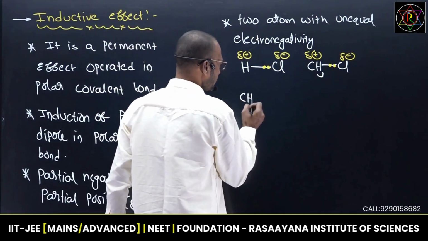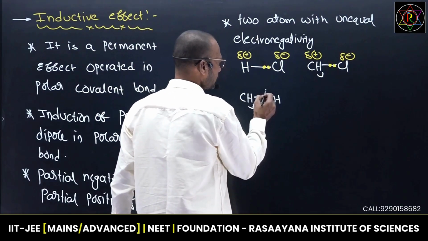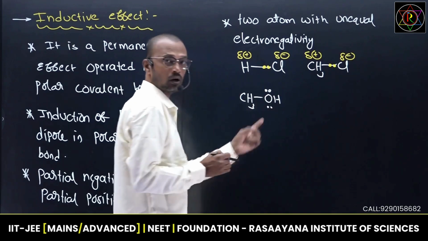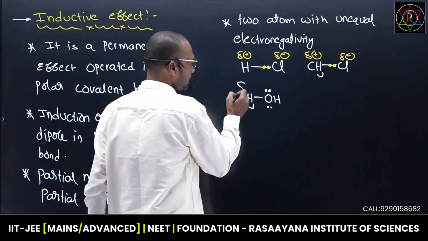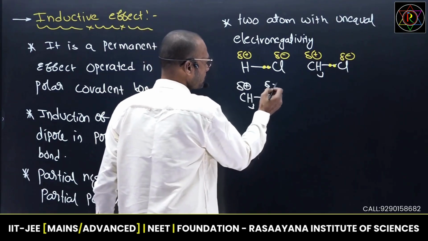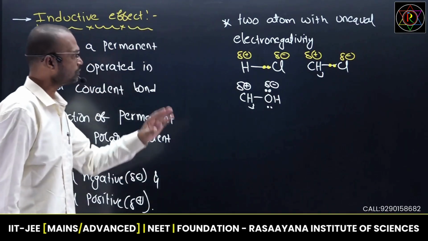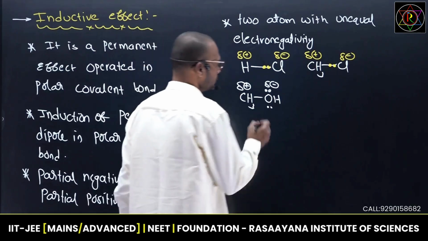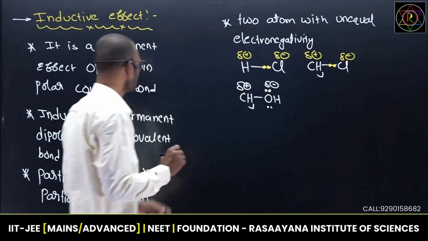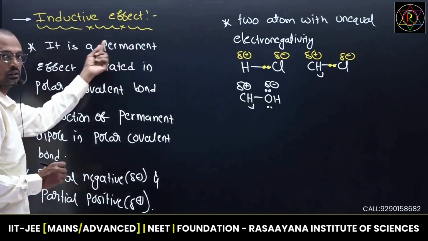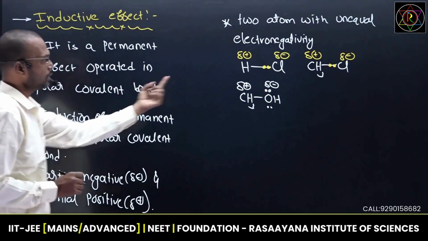Here I can also write a hydroxy group. The shared pair of electrons is present here. Oxygen is more electronegative, so it can withdraw electrons more from carbon. At that time carbon carries a partial positive charge and oxygen carries a partial negative charge. Like that, we can take any highly electronegative element. When a partial positive and partial negative are generated, that is nothing but a permanent effect, also called permanent dipoles.